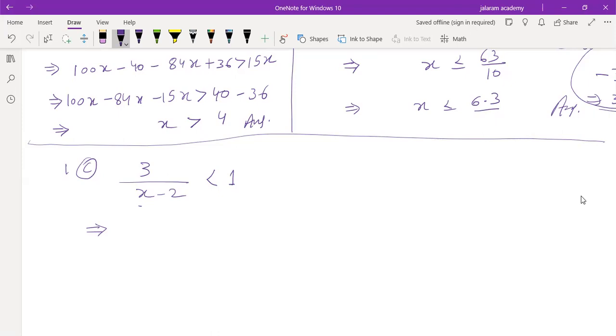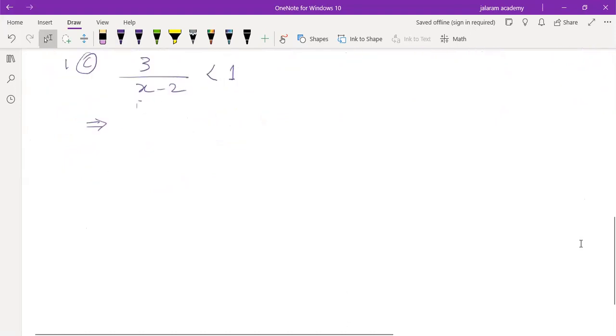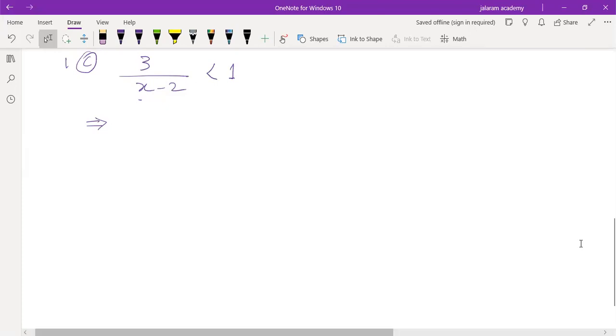If we multiply an inequality with a negative number, what should we do? The inequality will be reversed. Is that clear to you? But this time we don't know whether it is negative or positive. If we change the sign, then also it can be wrong, as it can be positive also. If x minus 2 is positive, then the inequality remains the same. Is that clear to everyone?